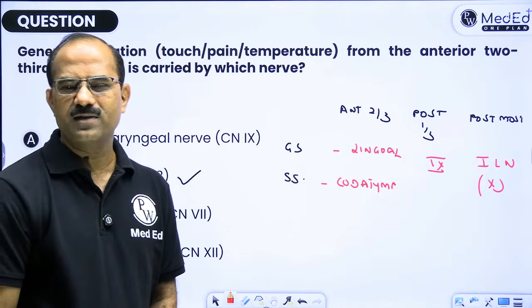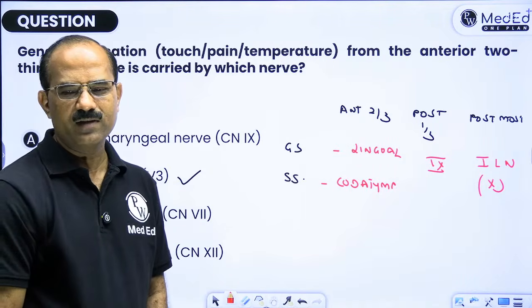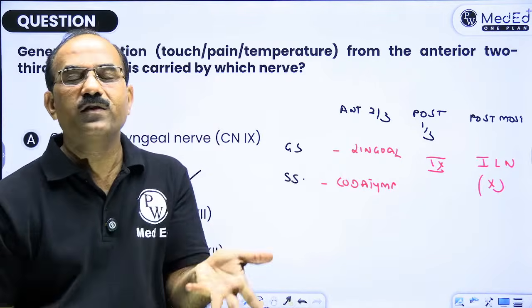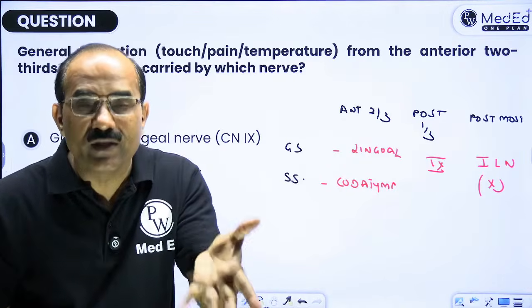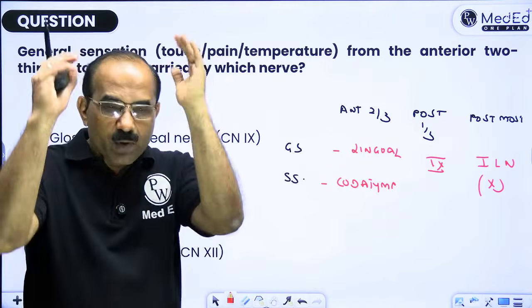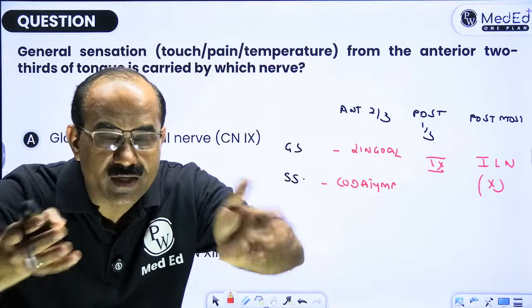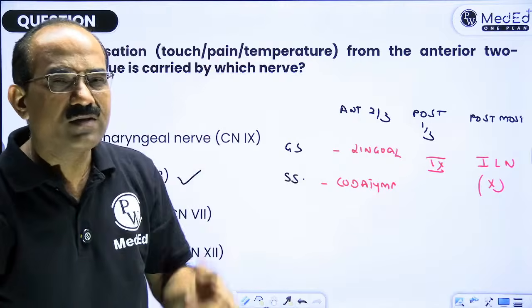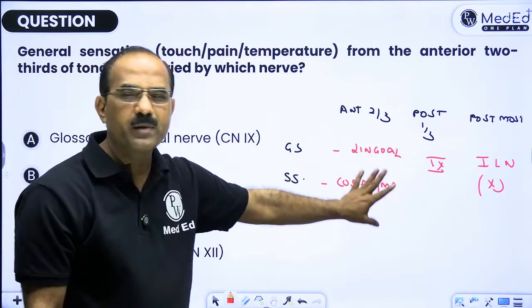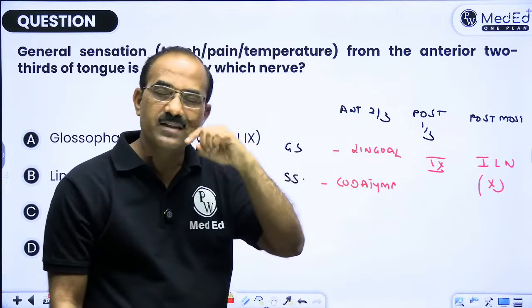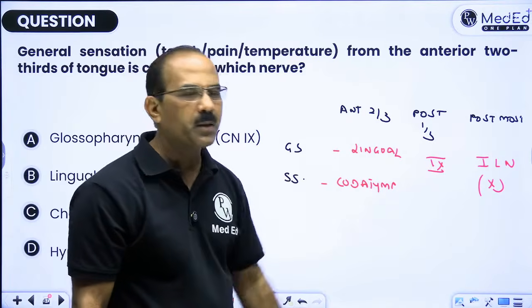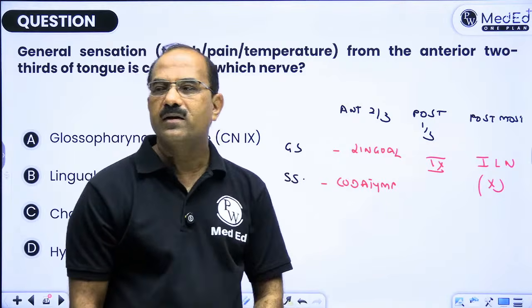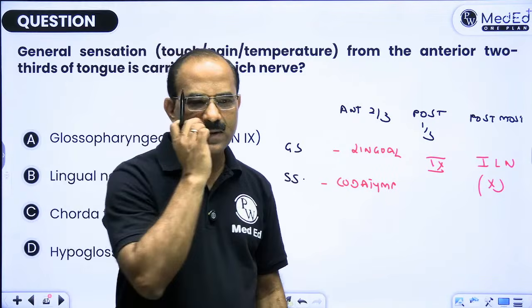Who wrote D as the answer? D is not the answer. What is the hypoglossal nerve supplying? Hypoglossal nerve is motor to the tongue. It supplies the muscles of the tongue. What has been asked here? Sensations. General sensations, anterior 2/3 is carried by lingual nerve. Special sensations, that's taste, is carried by chorda tympani. Posterior 1/3 glossopharyngeal nerve. Posterior most part is the internal laryngeal branch of vagus.